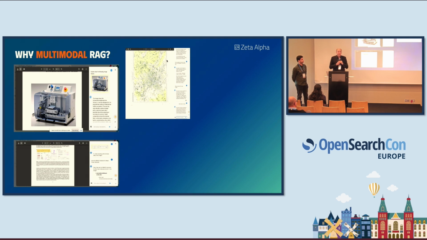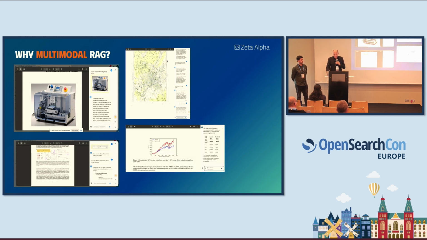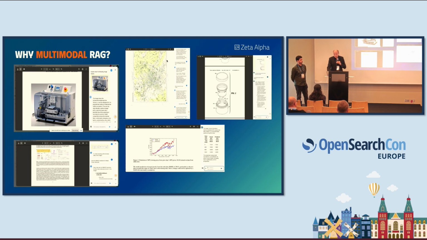Or in many domains, maps are super important, right? So, for example, in mining, the location, sort of geolocation is everything, really. The whole content of the document is only relevant when you are able to relate it to its location on a map. Or you will have graphs or complex diagrams of inventions, for example, in patents.